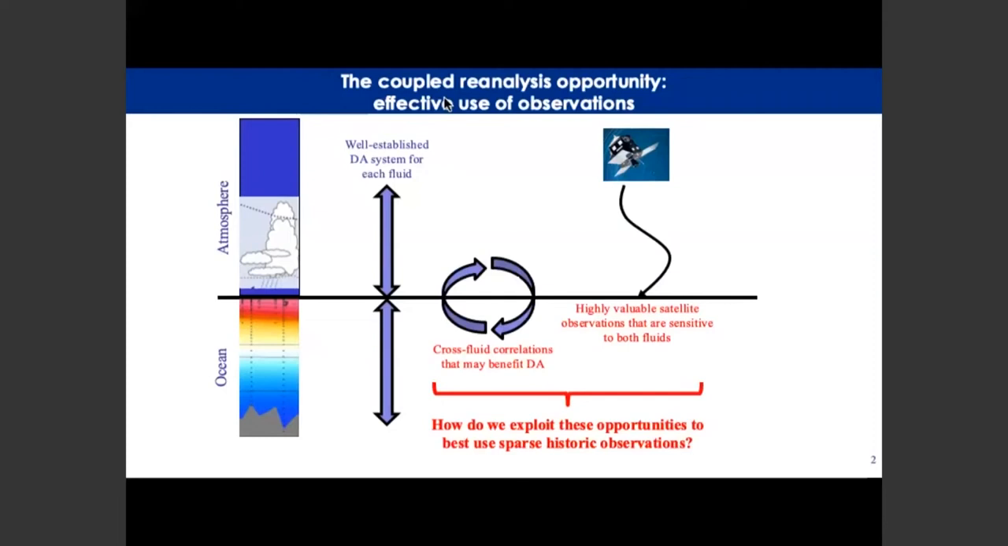and that becomes more important as we go to sparse observational periods where we cannot fully constrain even the atmosphere. We also have highly available satellite observations that are sensitive to both fluids. And that's, again, very true of reanalysis. We have decades' worth of satellite record that we're underexploiting.